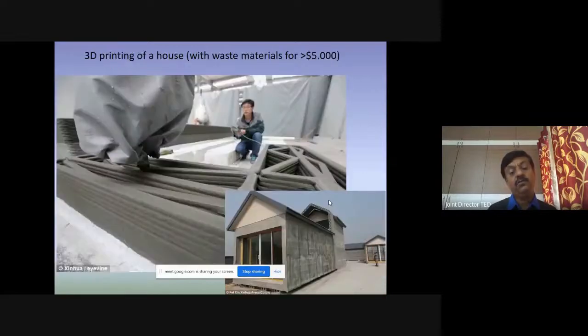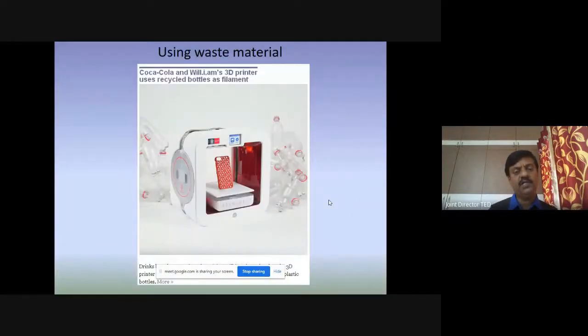Similarly, even the construction of a house. The house is constructed using waste material. So this is the 3D printing of a house using a 3D printer. You can design, then you can print the house also. Another application is Coca-Cola with the 3D printer. You have recycled bottles to make this using the 3D printer.